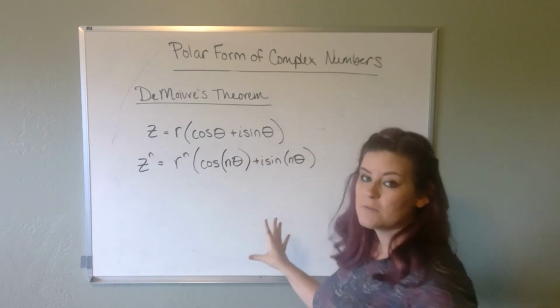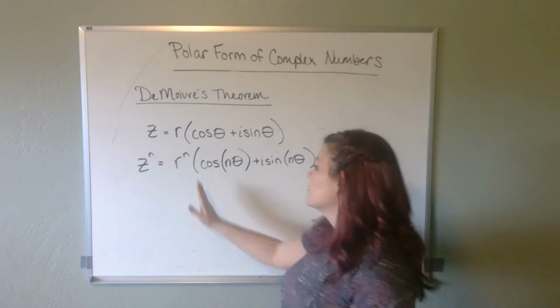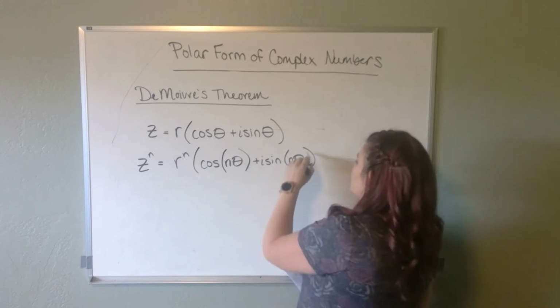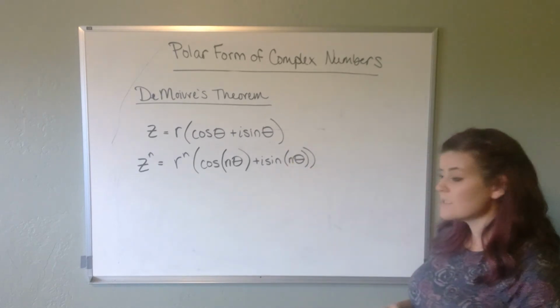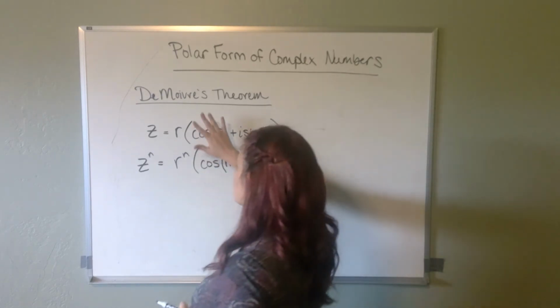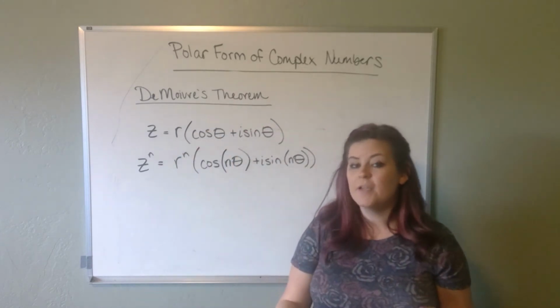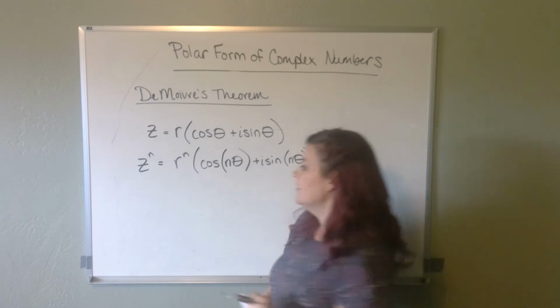So you guys, de Moivre's theorem is probably the easiest one. You raise r to a power, multiply n times the thetas. So let's look at an example. And notice there's not a z1 and z2 situation here. This is just taking one complex number and raising it to the power n.